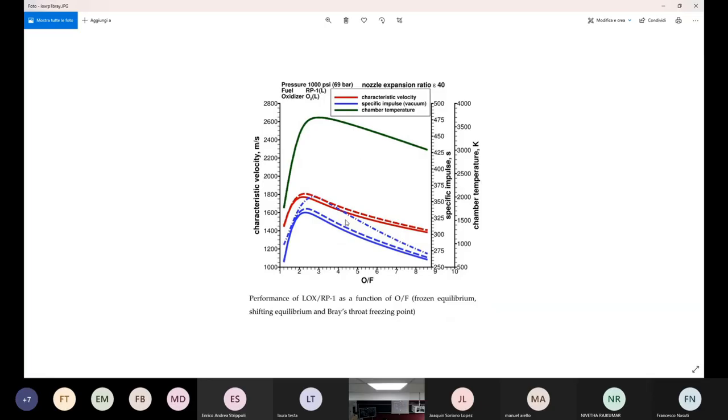It's again similar. Of course, what you see here is the specific impulse, the blue solid line, the one obtained by assumption of frozen flow. The dashed one corresponds to the Bray assumption, and the dot-dashed line is referring to the case of shifting equilibrium condition. And so you see that, of course, values are higher, but the frozen flow assumption is closer to the modified Bray assumption than the equilibrium one, which is highly overestimating the performance.